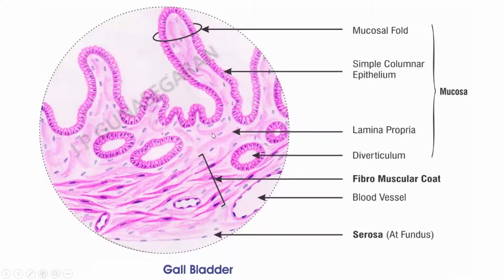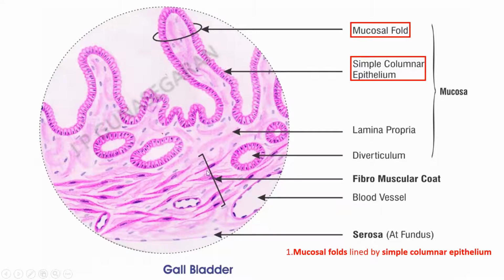This is an H&E drawing of gallbladder, which can be identified by the presence of mucosal folds lined by simple columnar epithelium, and there is a fibromuscular coat made up of smooth muscle fibers intermixed with the connective tissue. Of course, these are the diverticula of the epithelium, and you can see blood vessels in the adventitia, and the gallbladder has no muscularis mucosa and no submucosa.